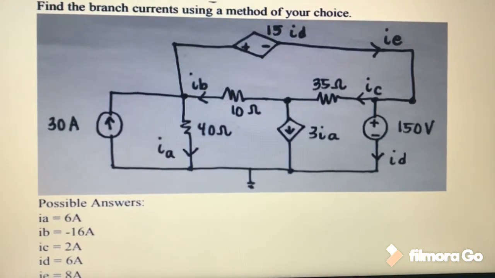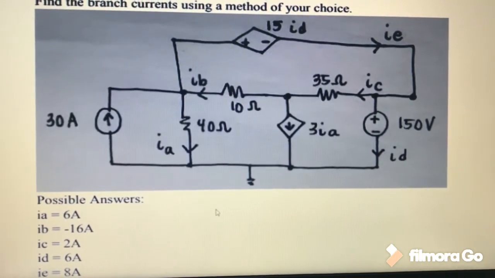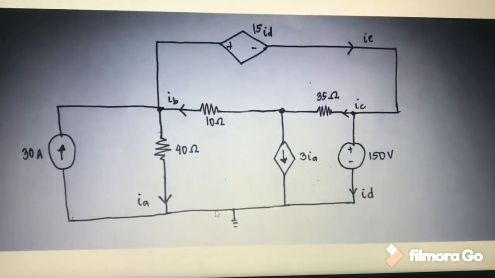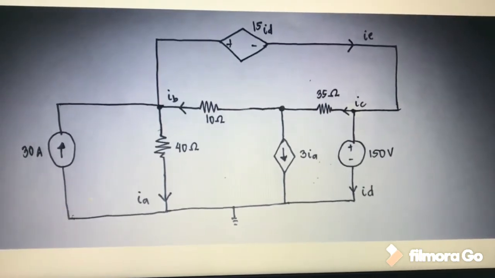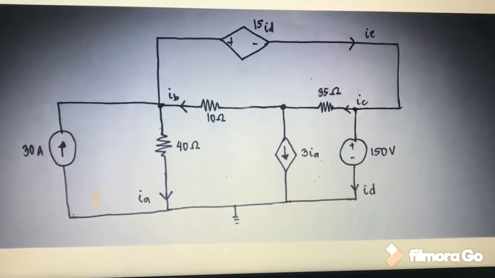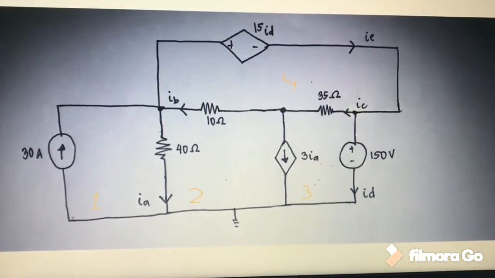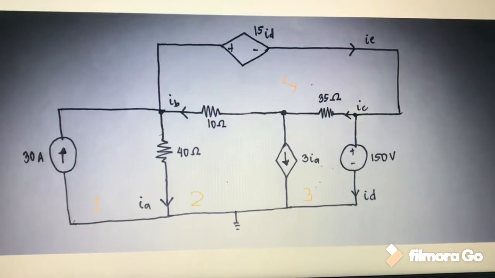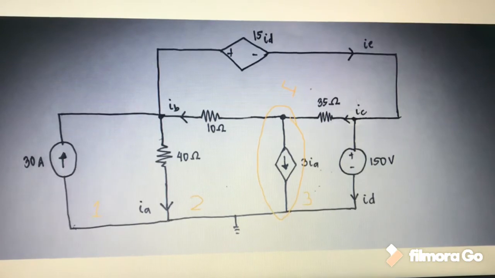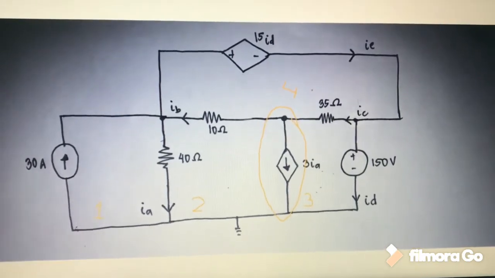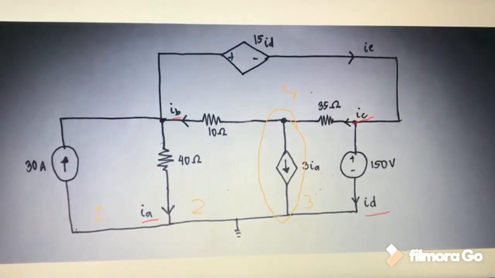Find the branch currents using a method of your choice. So the possible answers are already given. We are going to analyze first the given figure. So here we have our loop 1, our loop 2, our loop 3, our loop 4. And we can also see that this figure has a super mesh, and this will be our super mesh. What we are going to solve are IA, IB, IC, ID, and IE.